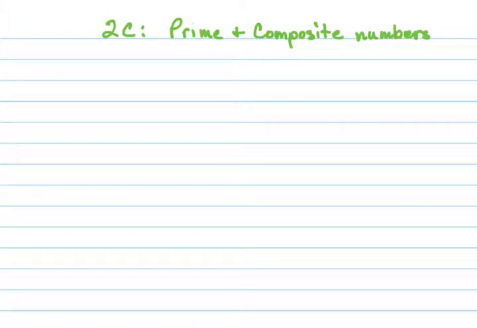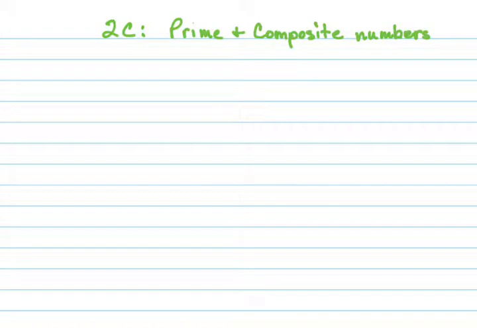All right, so our next lesson is lesson 2C, where we're going to be talking about what are called prime and composite numbers. This is another way of categorizing numbers. Just like we looked at even and odd numbers, different numbers have different properties. And we're going to look at some properties that numbers have that determine whether or not they are prime or composite. And it's very straightforward, but it makes a huge difference.